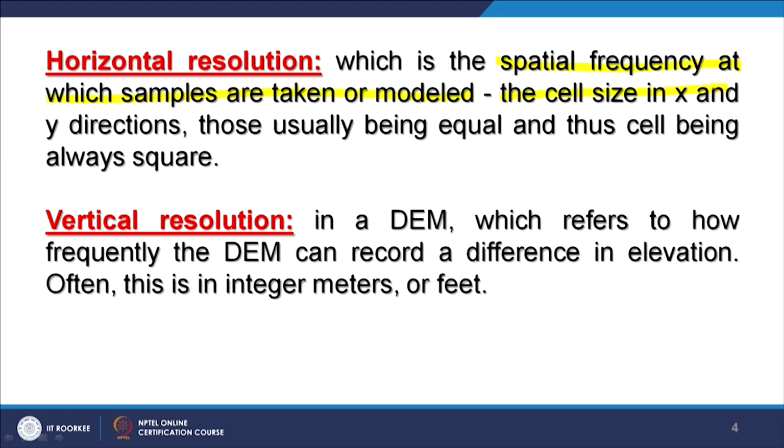The second type of resolution associated with the DEM is called vertical resolution. Basically, this is the least count. So, this is how frequently the DEM can record a difference in elevation. Often this is an integer in meters or feet. Generally, most of the digital elevation models which are available free of cost have cell values in meters and in integer values. That means they are whole numbers, you do not have decimals, fractions or floating point values. So, the least count there is 1 meter maximum, and that is why the vertical resolution there is 1 meter.